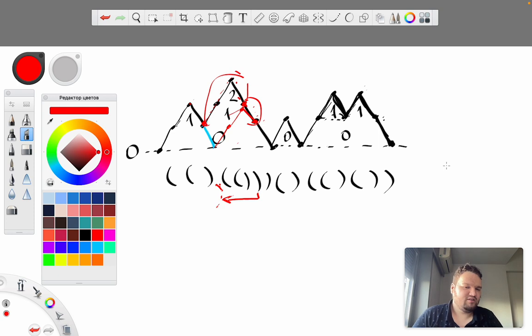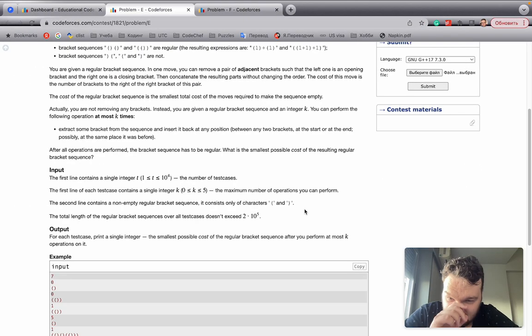And actually, we can only care about states where it changed by at most k, because otherwise we won't be able to come back to zero in the end. So that just works.